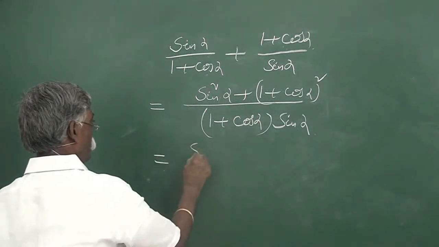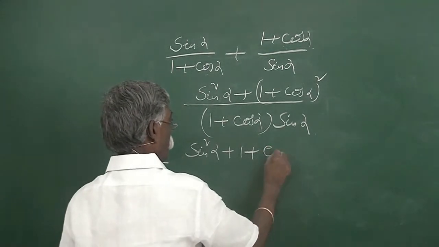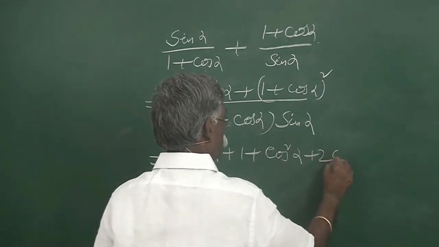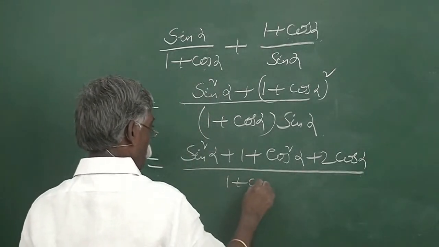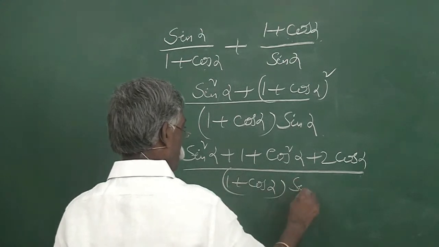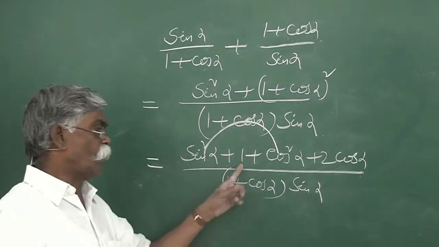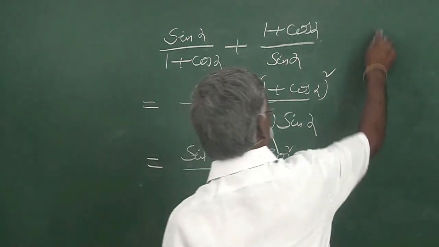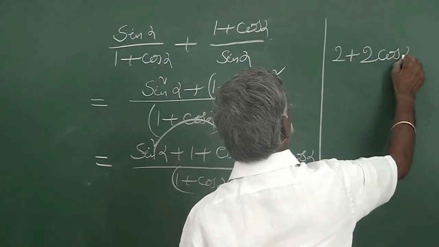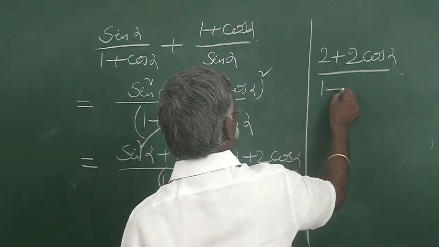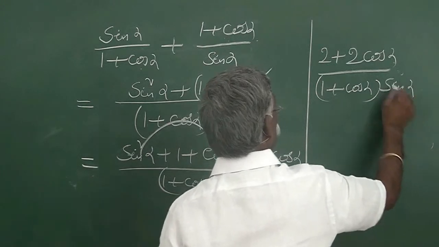Now this is sin square alpha. On expansion, this is 1 plus cos square alpha plus 2 cos alpha, and this is 1 plus cos alpha into sin alpha. Sin square alpha plus cos square alpha is 1. 1 plus 1 is 2. Therefore, this is 2 plus 2 cos alpha whole by 1 plus cos alpha into sin alpha.